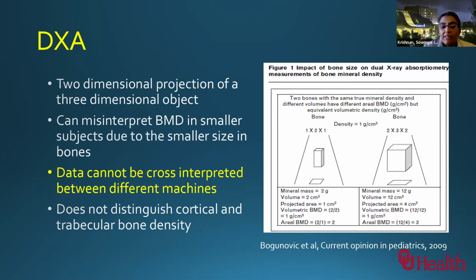Volumetric bone mineral density for these two bones is the same at 1 gram per cubic centimeter. But the areal bone mineral density, which is what is measured by the DEXA scan, is less in the smaller bone, at 2, while in the bigger bone it's 3. So this tells you that, when we use DEXA scan to measure areal bone density, we may be erroneously classifying smaller or shorter children as having low bone mass or pediatric osteoporosis. So it's important to recognize that caveat.